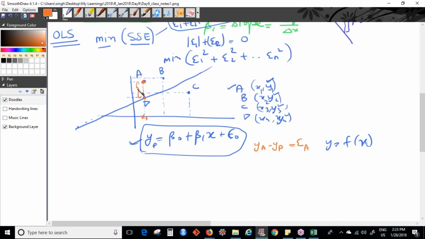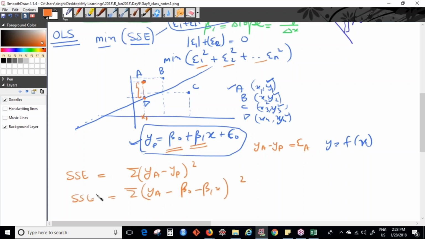So similarly, you find each of the errors like this, and you try to minimize the error. How do we try to minimize the error? We have two unknowns in our equation: one is beta naught, one is beta 1. So we will take the actual minus predicted whole square. This is my sum of squared error, and I can write it as the summation of actual minus beta naught minus beta 1 x, whole square.